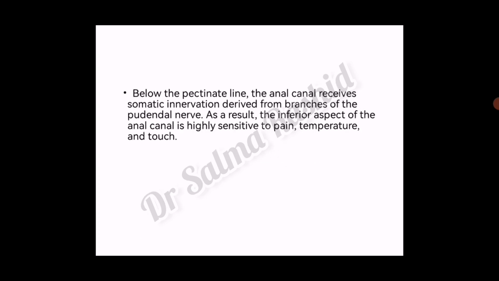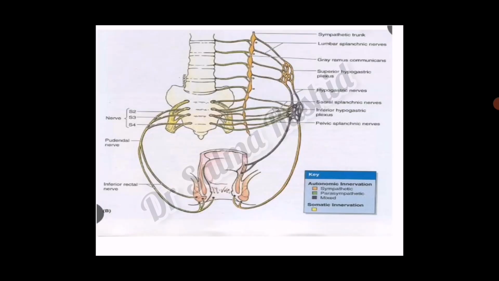Now, below the pectinate line, the anal canal receives somatic innervation, which is derived from the branches of the pudendal nerve. As a result, the inferior aspect of the anal canal is highly sensitive to pain, temperature, and touch. This is a diagram you can see. Above the pectinate line, innervation is from the hypogastric nerves, and below is from the pudendal nerve.